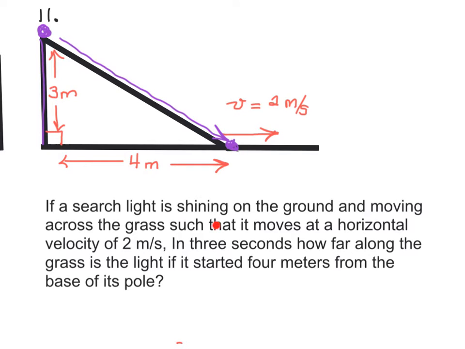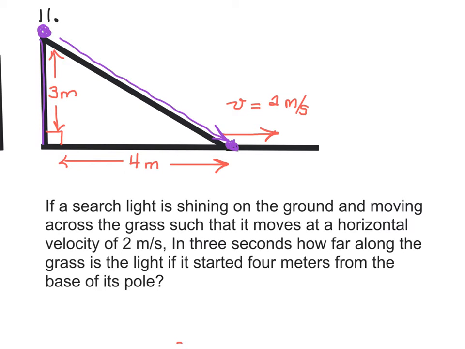And so if a searchlight is shining on the ground and moving across the grass, it's moving across the grass such that it moves at a horizontal velocity of 2 meters per second. It's moving 2 meters per second to the right. In 3 seconds, how far along the grass is the light if it started 4 meters from the base of the pole? Here's the base of the pole. So 3 seconds after it's 4 meters, how far away is it from its new base?